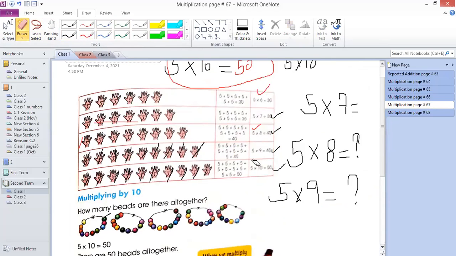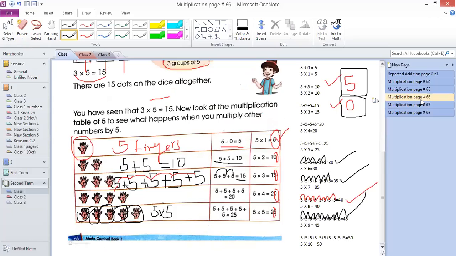Let me erase it first. Yes. Again it will be a 0. Then again 5, again 0. 5 and 0. So whenever you multiply 5 by any number, the last digit, or the digit on the ones place, will either be 5 or 0. Okay. So this is the fact for table of 5. Is it clear, guys?